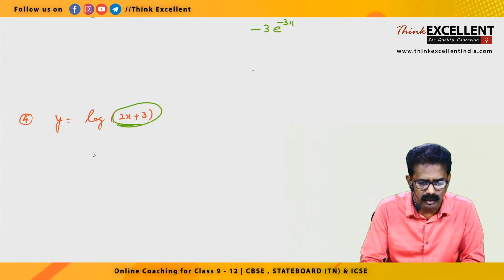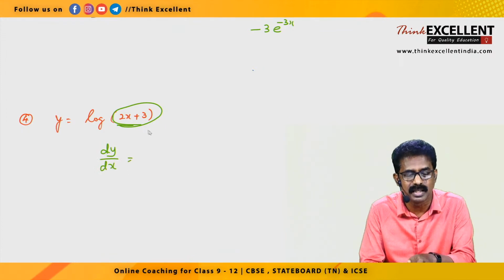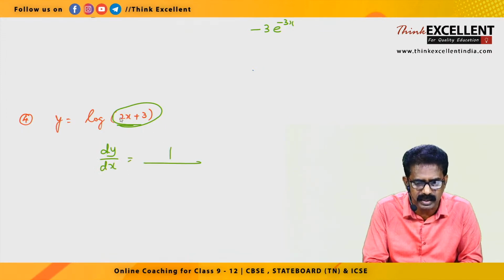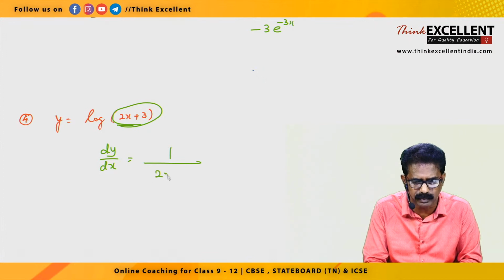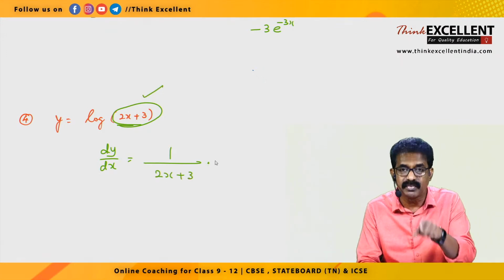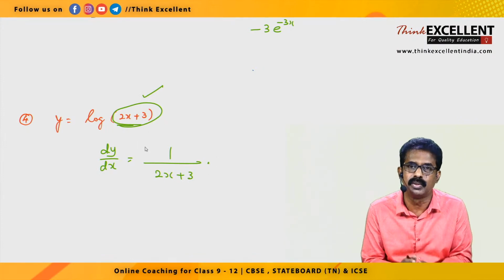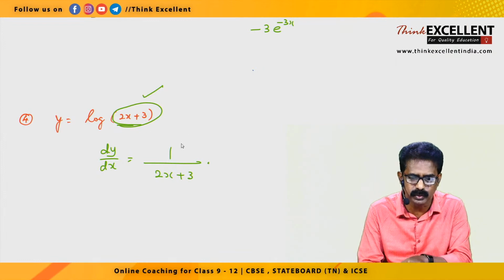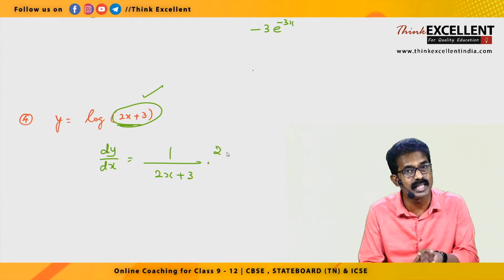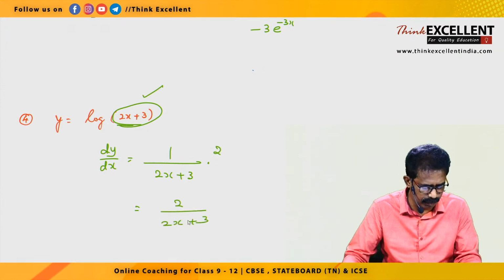That's all. So dy by dx equal to, this is of the type log x, derivative 1 by x. What is our x? This is our x, 2x plus 3. Don't stop. Whatever we took as x, differentiate that. We have taken 2x plus 3 as x, so differentiate that. 2x derivative 2, 3 derivative 0. We studied all that last class, right? So your answer is 1 into 2, that is 2 by 2x plus 3. That is sum number 4.